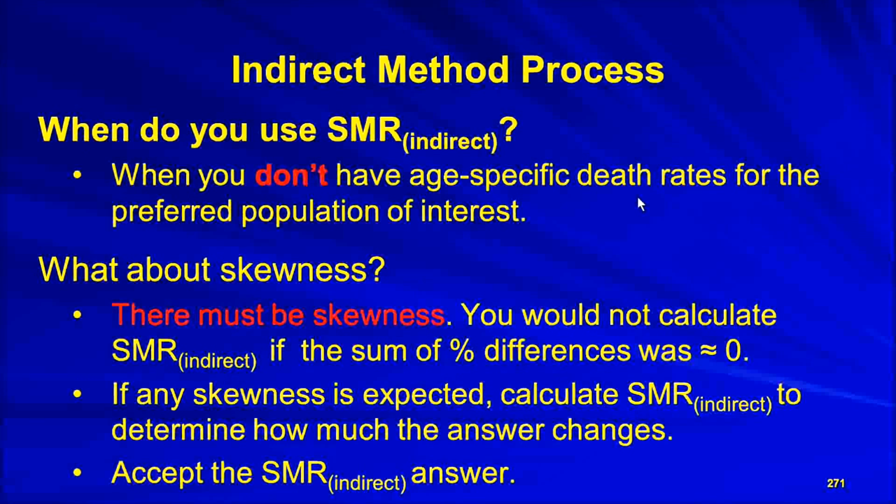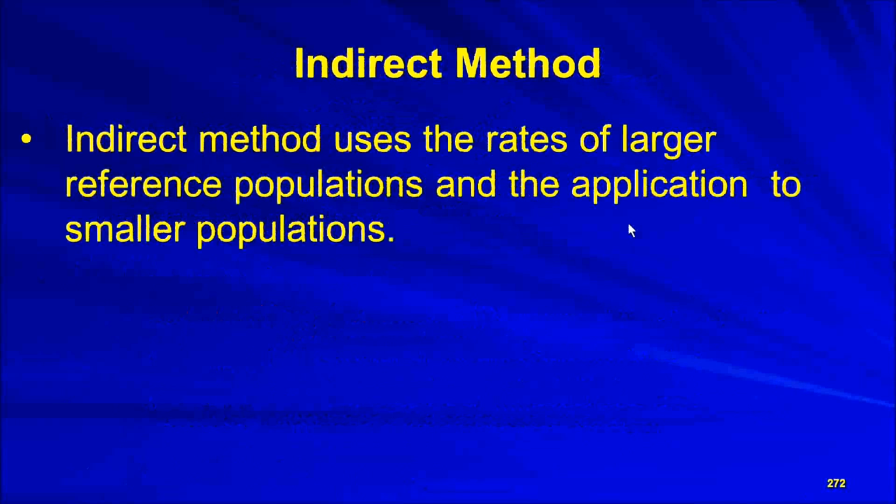Now, we do accept the SMR indirect answer. I mean, that would be the standard. If we're going to do any adjustment, we're going to take the SMR indirect answer as being more valid than a crude rate. Okay? So that's what I'm trying to say: the SMR indirect answer is more valid than the crude rate because we've done the adjustment. Okay.